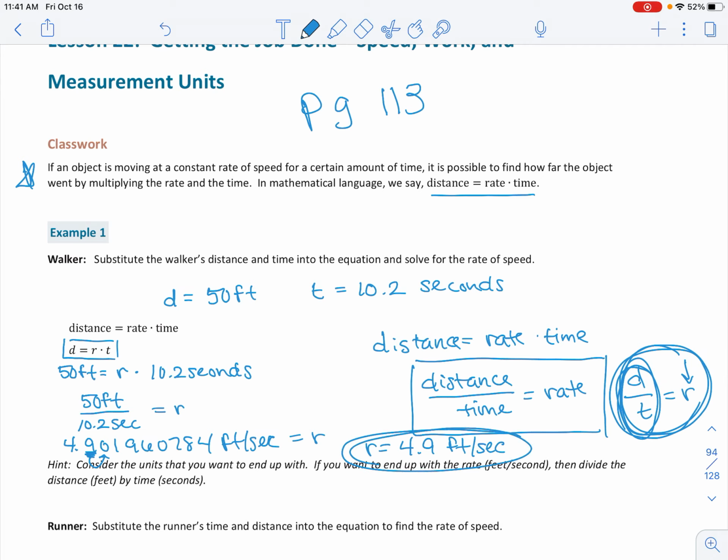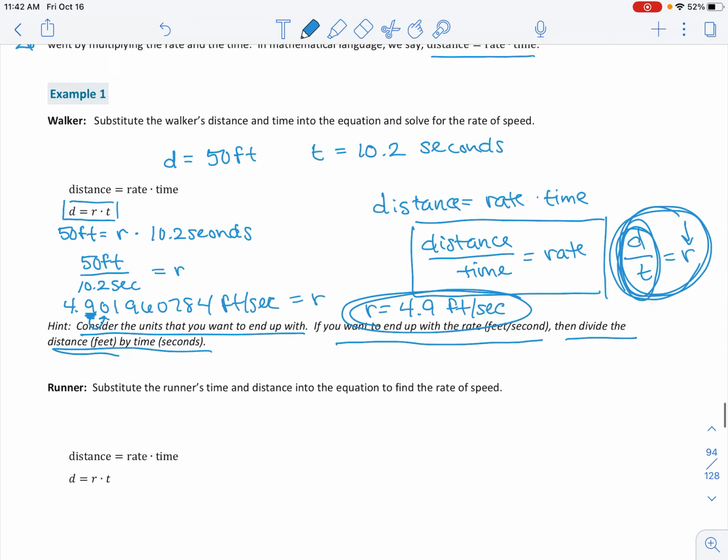Make sure whenever you find a rate, you have 2 units, like we talked about the last couple lessons. A rate has 2 units. That's called the rate unit. And here we measured feet per second. So our hint: consider the units that you want to end up with. If you want to end up with a rate of feet per second, then you want to divide feet by seconds. So whenever you're not sure, think, what am I ending up with? Well, my rate is feet per second, so I should divide feet by seconds.